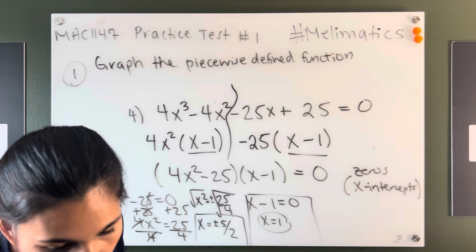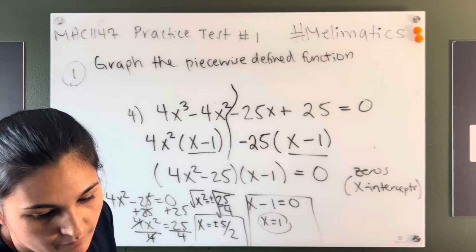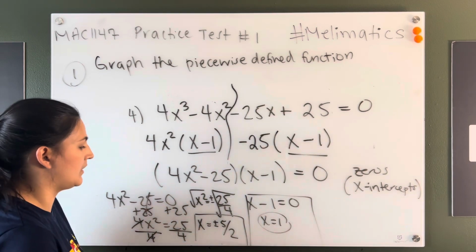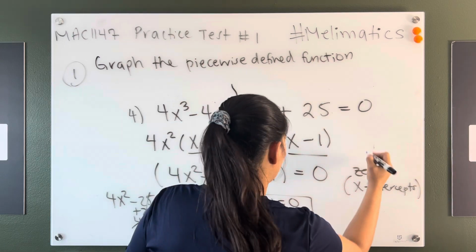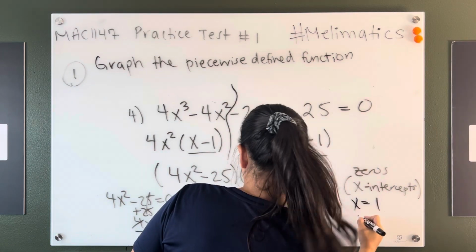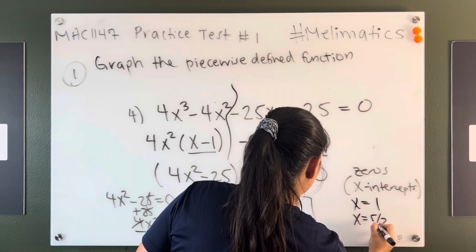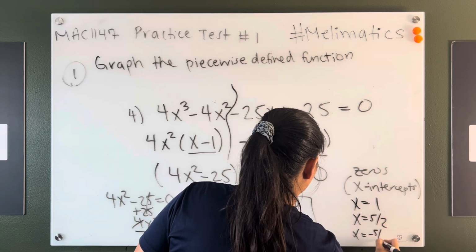Alright, and then part B is, can you write this polynomial in factored form? Yeah, that's not a problem at all. I know my zeros, so I'm going to put my zeros over here. I got x equals 1, x equals 5 over 2, and I got x equals negative 5 over 2.